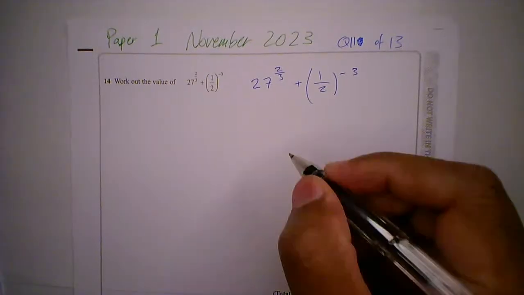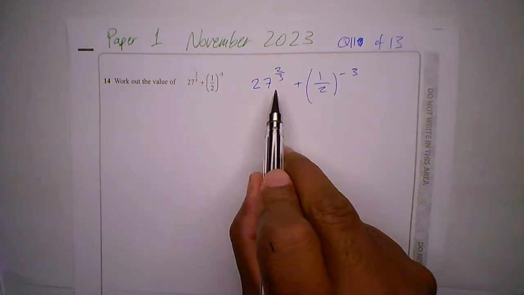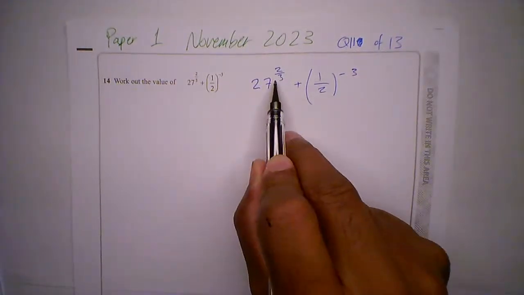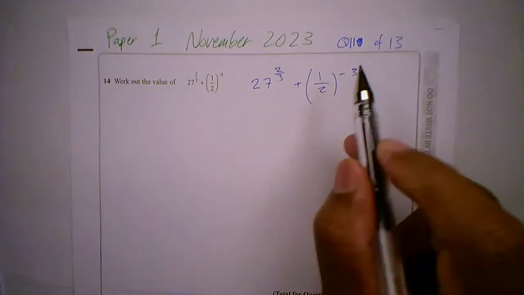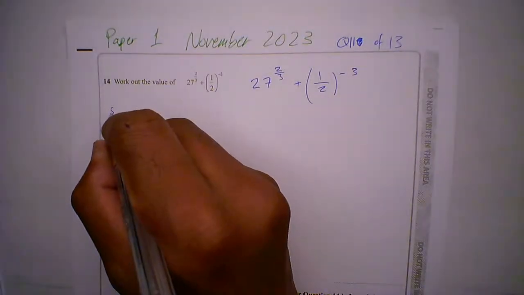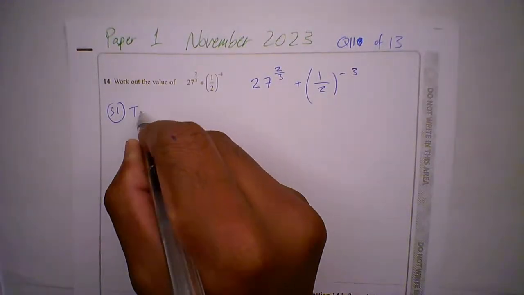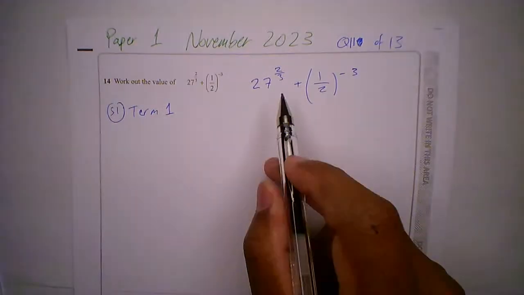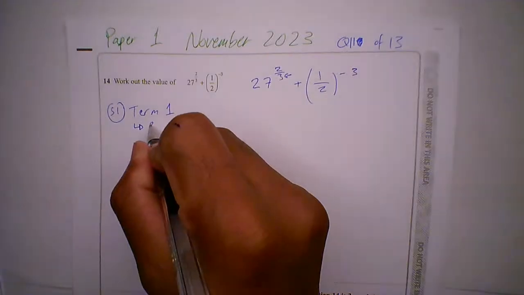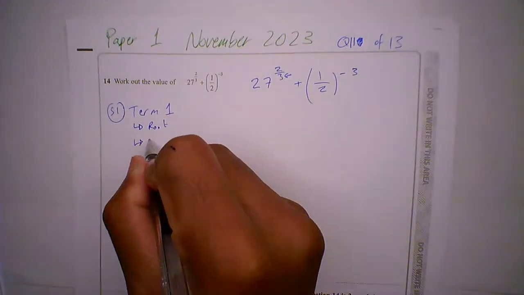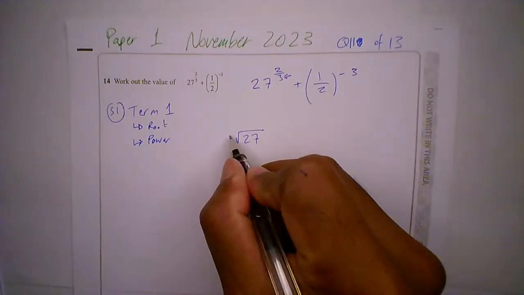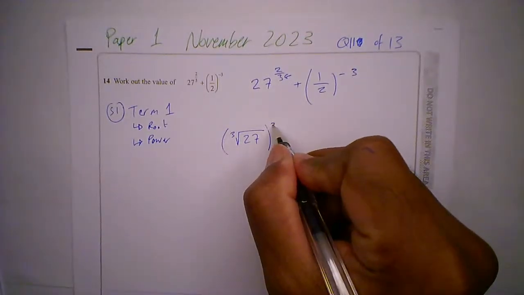So similar to before, we can work out the first term here, and then we've got the second term here. Now with this second term, there's a negative here. So let me break it into steps if you like. So step 1 is term 1. And the term 1, this is my subset if you like. It's the root and then a power. So I'm going to do the cube root of 27. I'm going to raise it to the power 2.